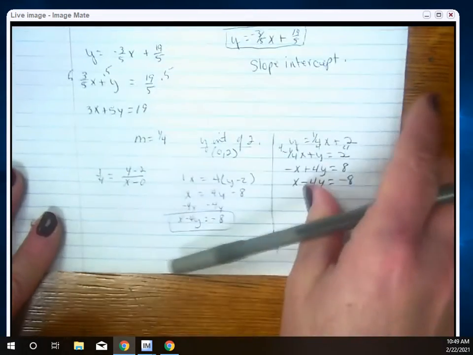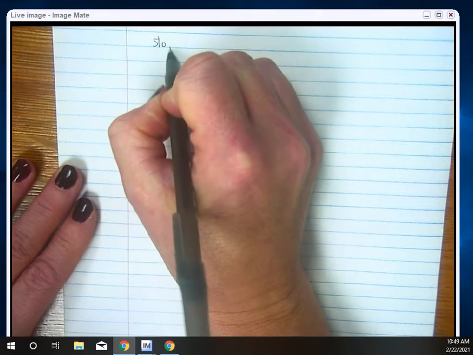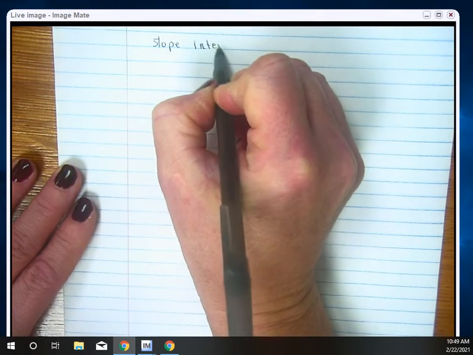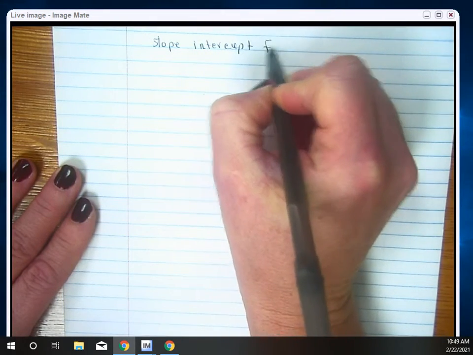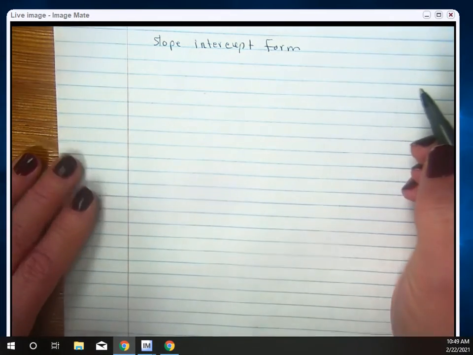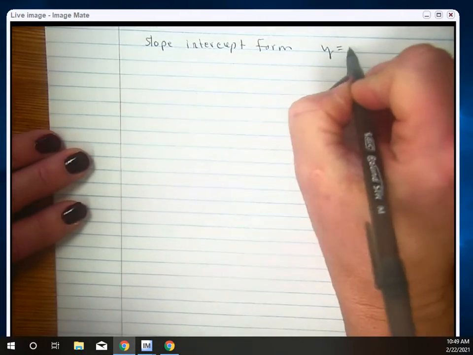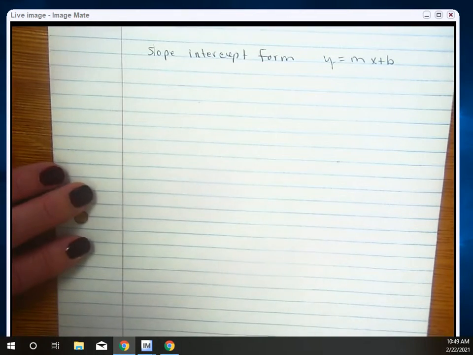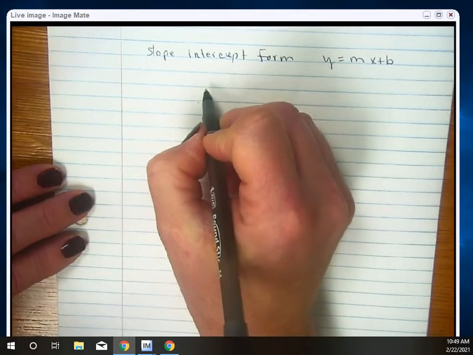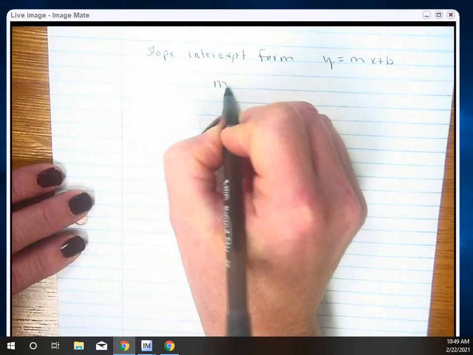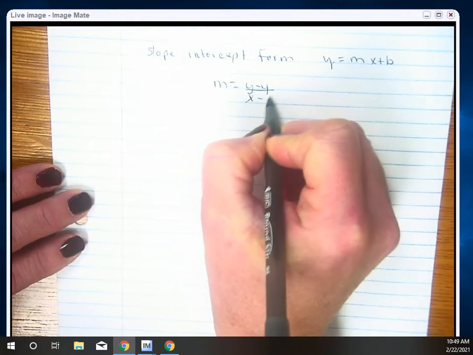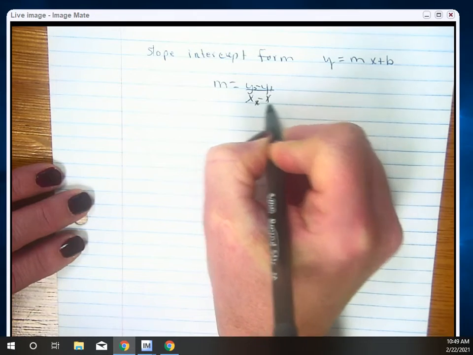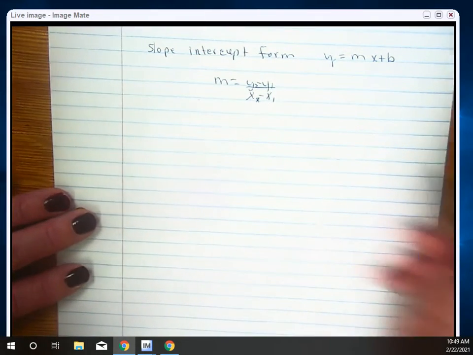Okay, so as a recap, what is slope-intercept form? Y equals mx plus b. What is the slope formula? M equals y minus y over x minus x. What is standard form?